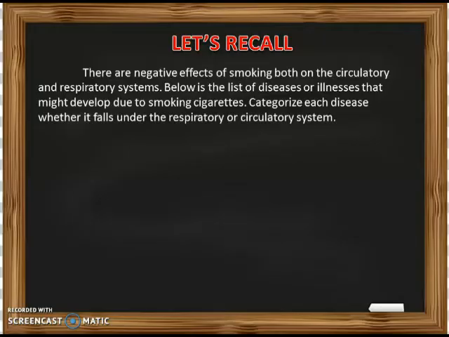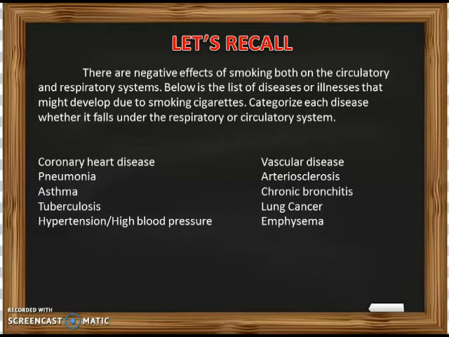Let's recall, there are negative effects of smoking both on the circulatory and respiratory systems. Below is the list of diseases or illnesses that might develop due to smoking cigarettes. Categorize each disease whether it falls under the respiratory or circulatory system. Coronary heart disease, pneumonia, asthma, tuberculosis, hypertension, vascular disease, arteriosclerosis, chronic bronchitis, lung cancer, emphysema.